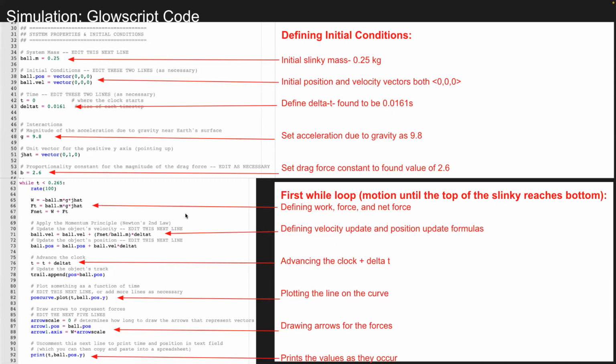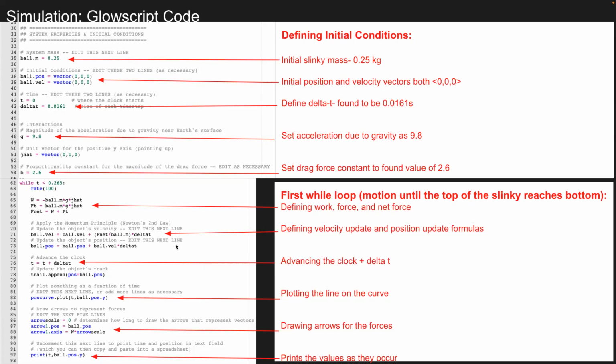So here's the comparison, here's the simulation. I'm going to run through just a little bit of the GlowScript code here. The initial slinky mass was 0.25, like I just said. And then the initial position and velocity we defined, as well as the delta t, which I defined to get the same amount of data points for both the simulation and the experiment, so I could compare the two on a graph. And then the acceleration of gravity is 9.8, as well as we found the drag constant to be 2.6.